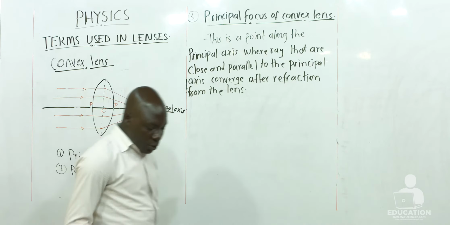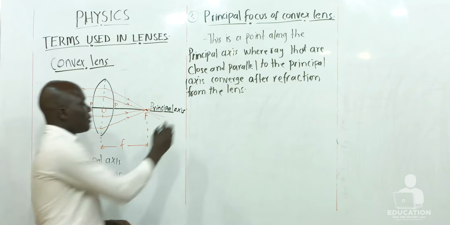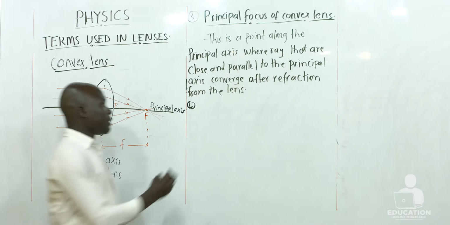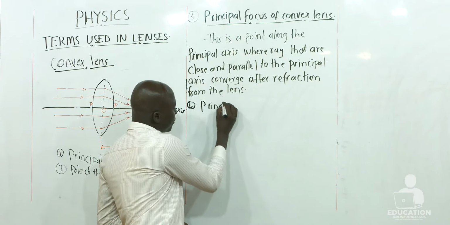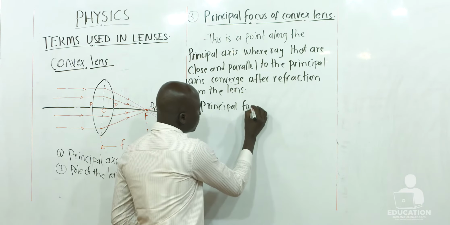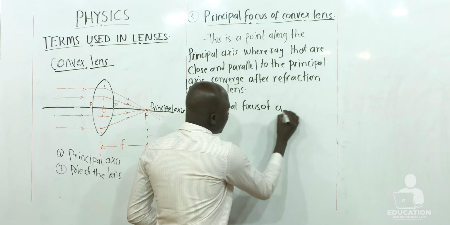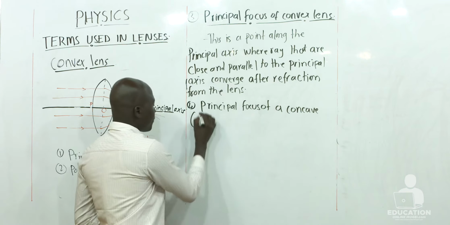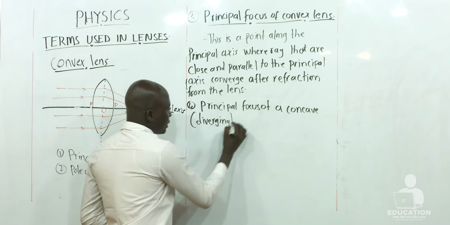Then let's also look at the principal focus of a diverging lens. Principal focus of a concave or diverging lens.